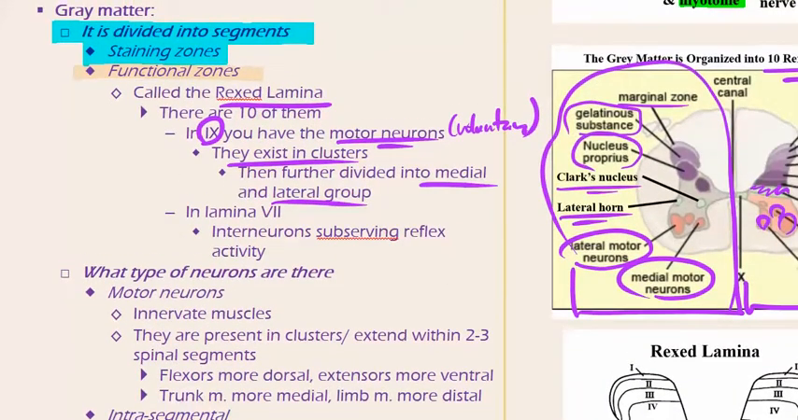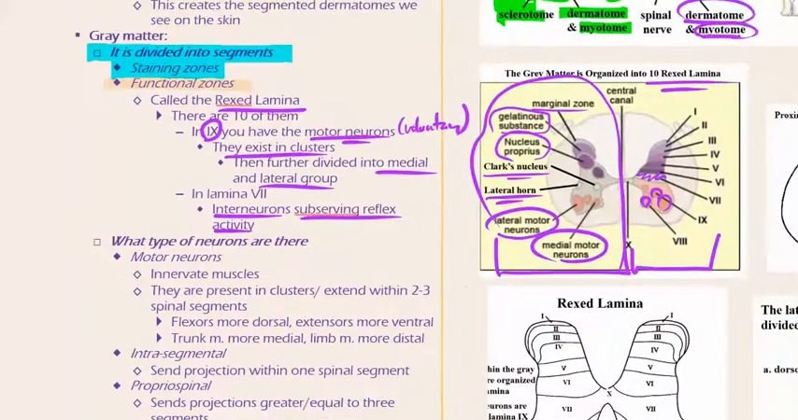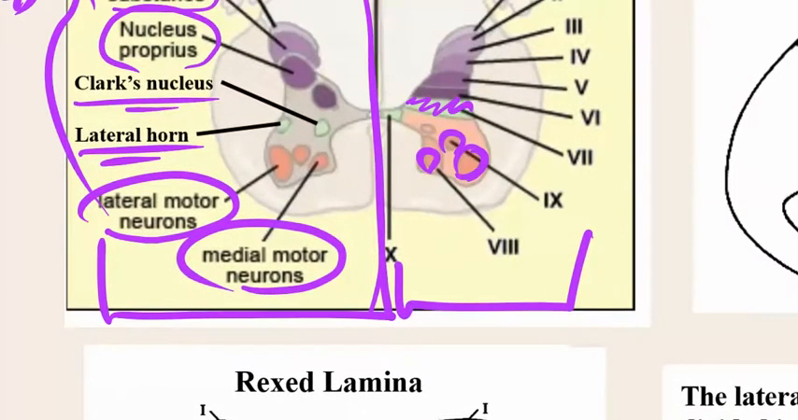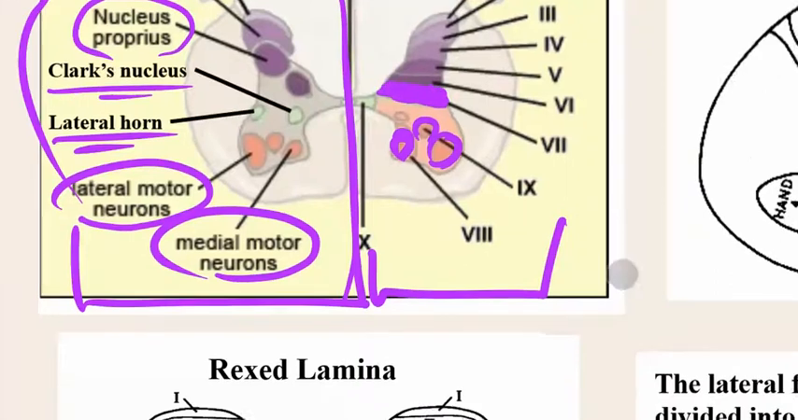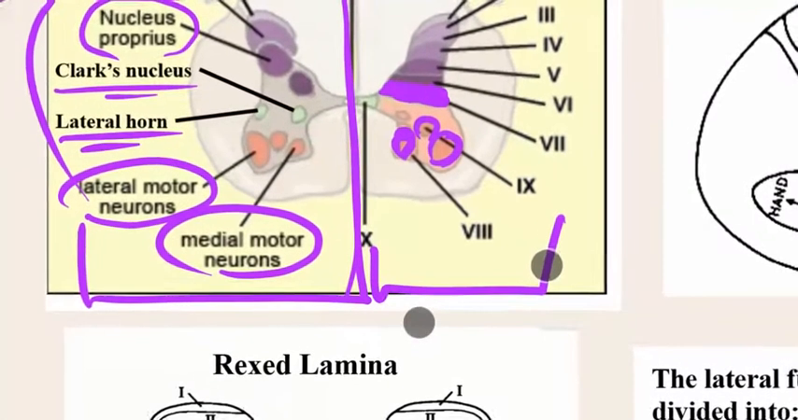And then we have the Rexed lamina 7, and these are going to be interneurons that are going to be subserving reflex activity, reflex motions. So once again, this is Rexed lamina 7 right here. So Rexed lamina 7 is what? Rexed lamina 7 is reflex. Rexed lamina 9 is motor neurons coming from the neural tube.